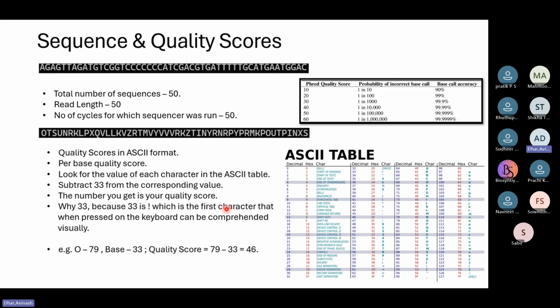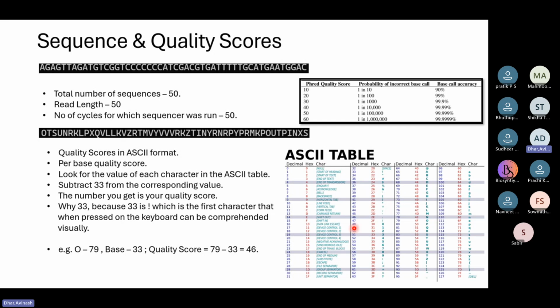Now, I think there was a question asked: do these characters stand for a particular score? How do you interpret what the quality scores would look like? There's something called ASCII, which means American Standard Code for Information Interchange. In this ASCII table, each character has a corresponding decimal value which we use to calculate the quality scores.